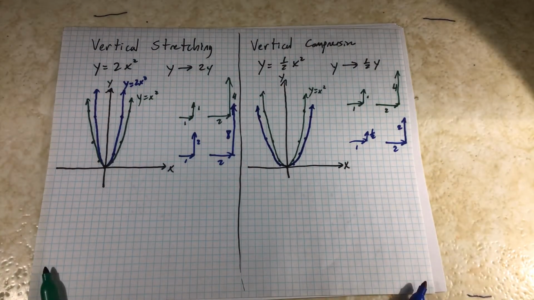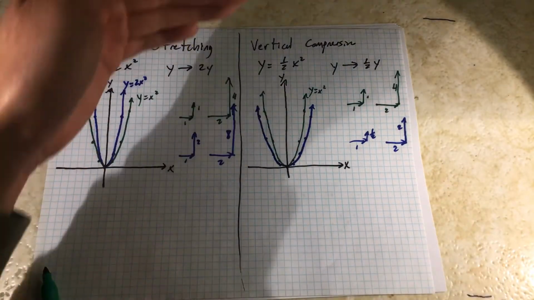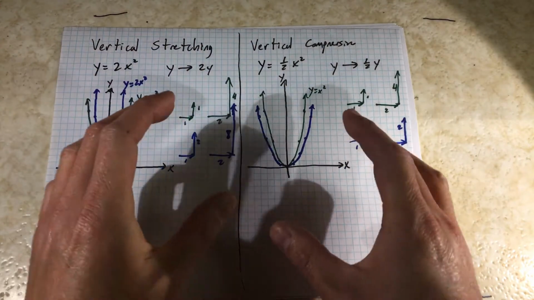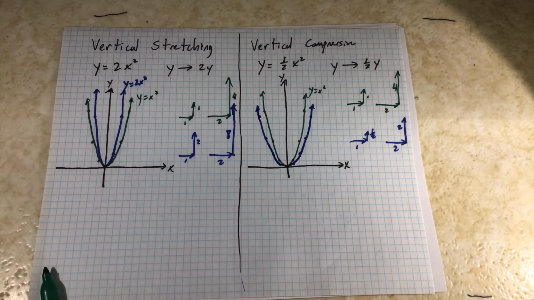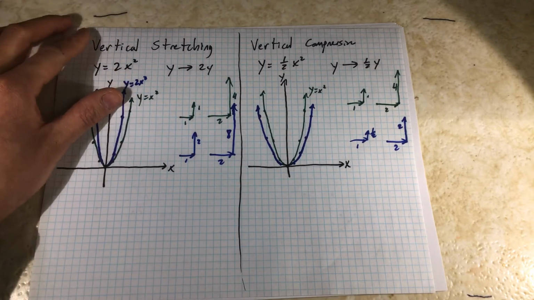All right. And so when you get a compression, by squishing it down, you generally make it wider. Okay, so that's our vertical stretching and vertical compression. So now we have 3 or 4 things: shifting, reflection, and stretching and compressing. I don't know if you want to count that as 3 or 4, but that's what we have.